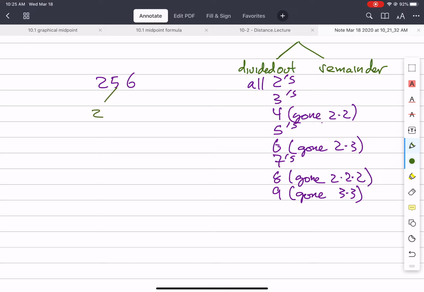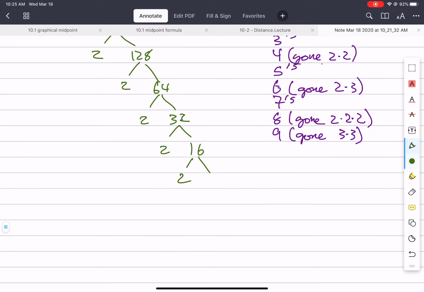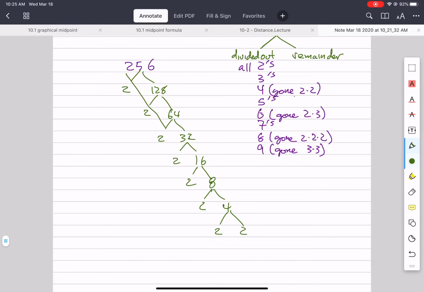So if I divide out a 2, I'm left with 256 divided by 2, which is 128. Then I pull out 2, and I'm left with 64. Pull out 2, left with 32. Pull out a 2, left with 16. Pull out a 2, left with 8. That was a terrible 8. Who drew that 8? Pull out a 2, left with a 4, 2, and 2. And so now these are my prime factorization.